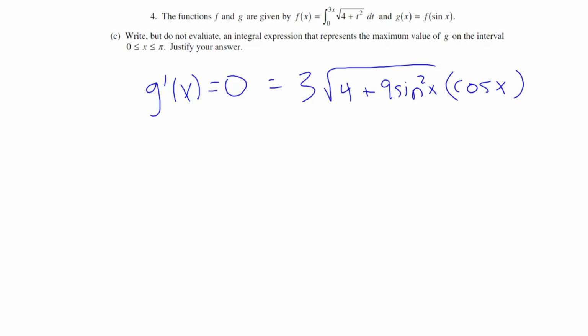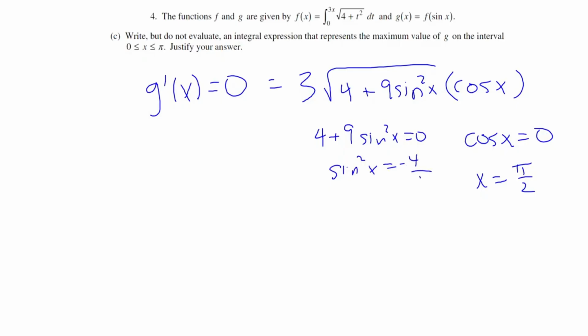And the only way to make that 0 is if cosine x is equal to 0, which would be x equals pi over 2. Or if 4 plus 9 sine squared x were to equal 0, but that would tell us that sine squared x is equal to -4/9, which never happens. So we know that we can have a max at x equals pi over 2, potentially. And we have to show that it's actually a maximum there, right? Well, we know 3 is positive, and whatever's inside this square root, when we square root it, we end up with a positive.